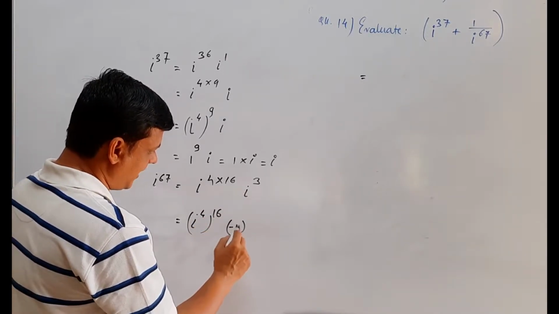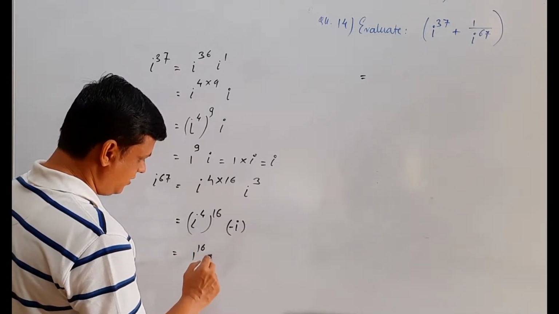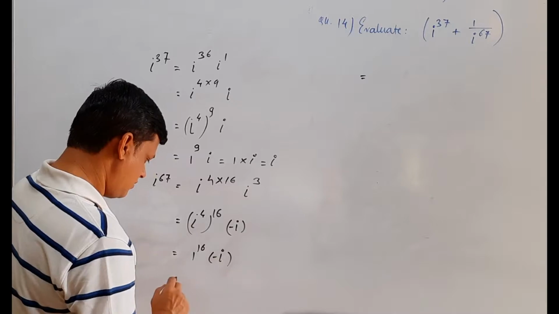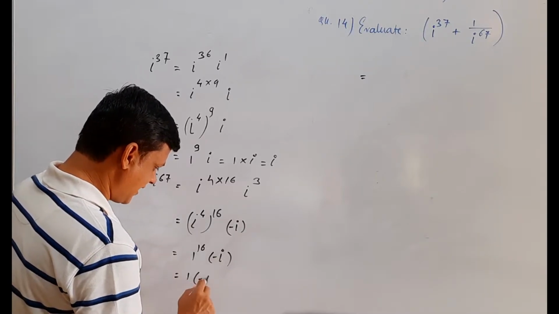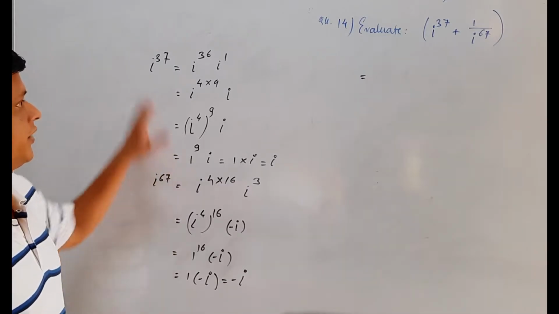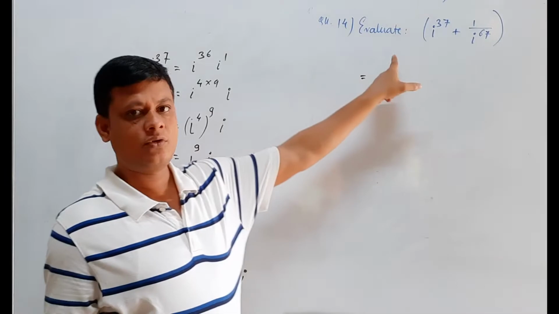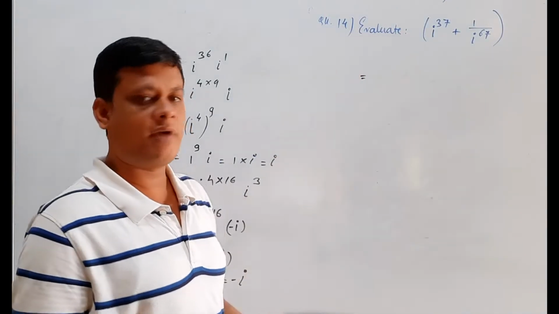i cube is minus i. So we write this as 1 raised to the power 16 into minus i. So we get 1 into minus i, which is equal to minus i. Now we have reduced the power. Now we substitute this value into the expression we have to evaluate.